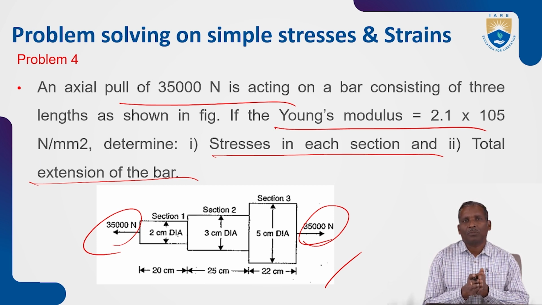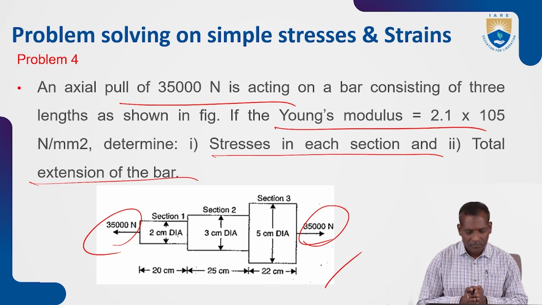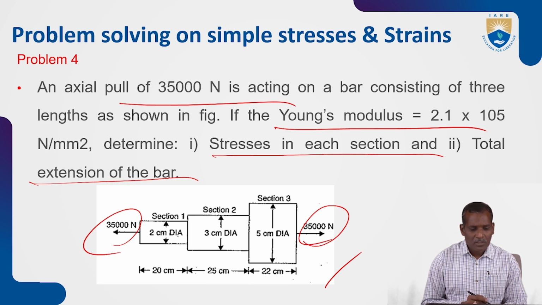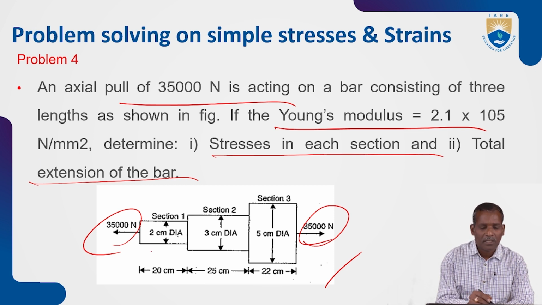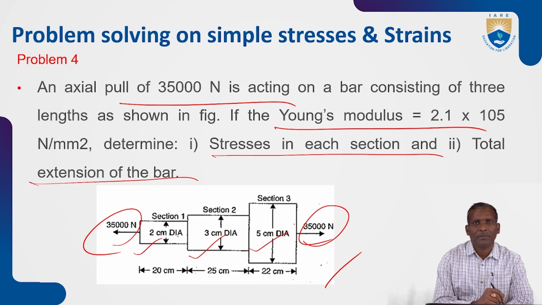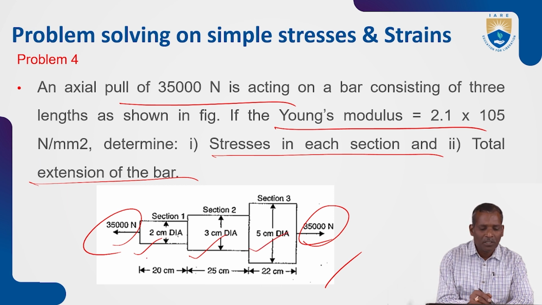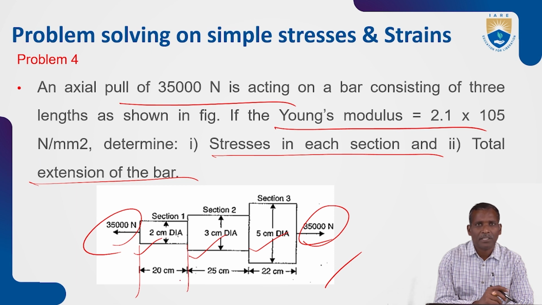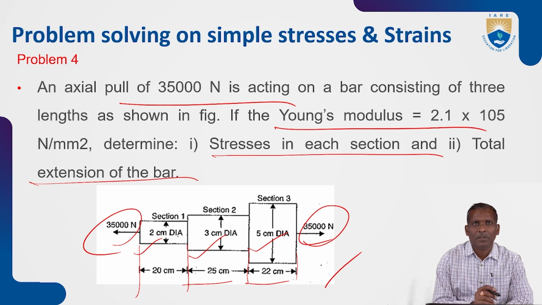So how to solve this problem we will discuss here. The given data: section 1, the diameter is 2 centimeter. Section 2, the diameter is 3 centimeter. And section 3, 5 centimeter. The length of section 1 is 20 centimeter, the second one is 25, and 22. So these are the information given. Now according to the given information, we need to solve the problem.